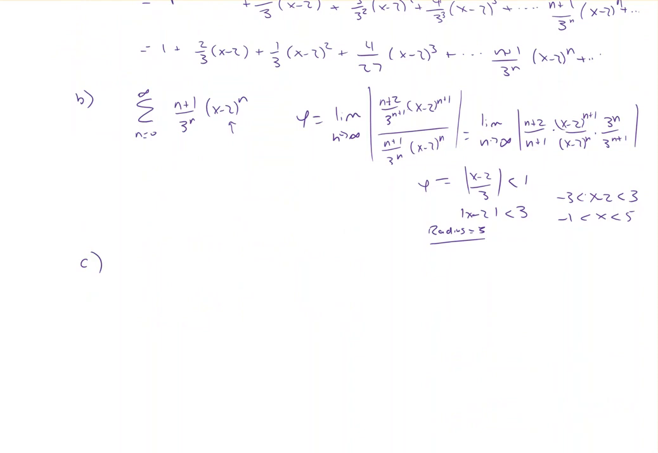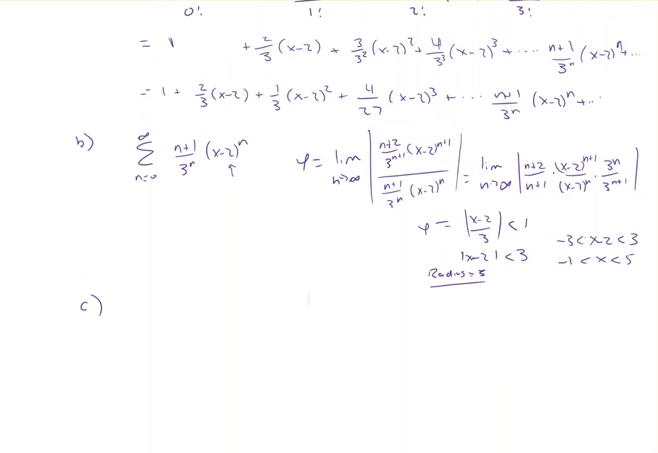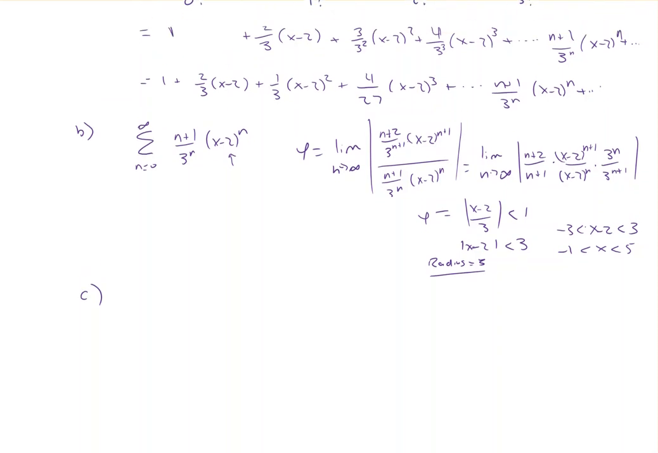We're moving on to C. Let G be a function that satisfies G prime is f of x. Okay, G prime is f. So G is the antiderivative. So we're just going to take the antiderivative, right? We're just taking the antiderivative of the previous one. Okay, so that's what we need to do.